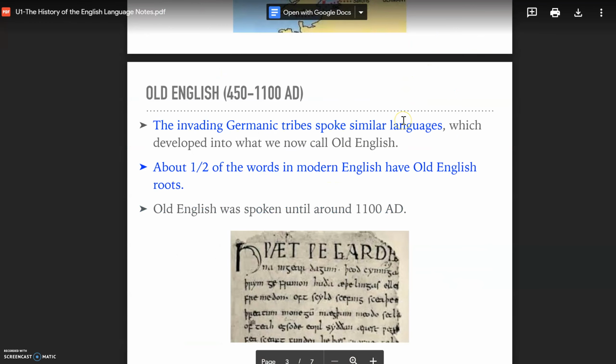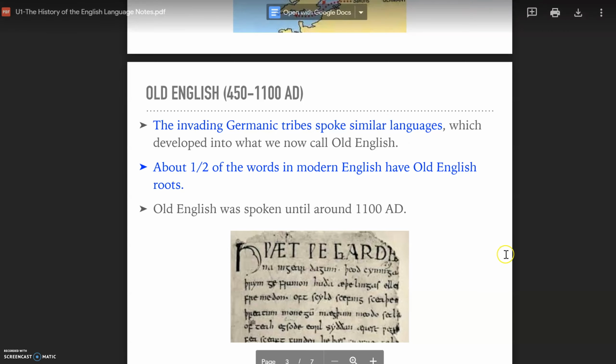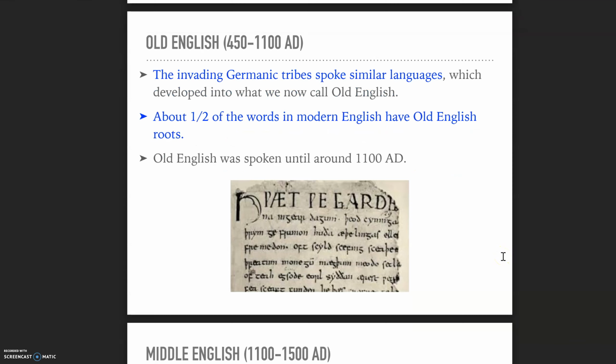So all 3 of these Germanic tribes spoke similar languages, which developed into what we now call Old English. When they invaded, they came in, they took over, and the 3 Germanic languages kind of blended together in what we now know as Old English. About half of the words in modern English have Old English roots. So half of the words that we speak have Old English roots. It's actually a very interesting thing. Old English was spoken until around 1100 or so AD.